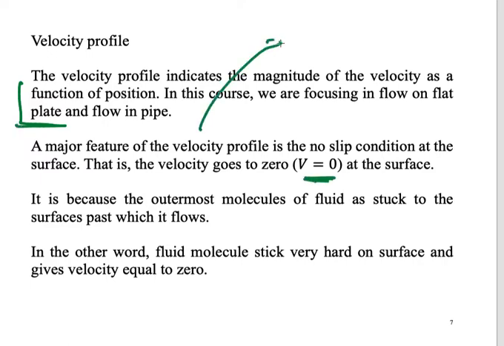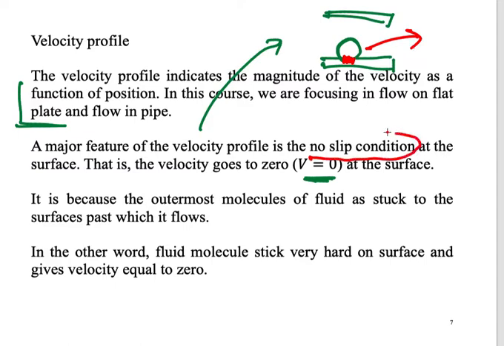This explanation is as I said previously. Let's say we have two plates like this. So we have a molecule here. This molecule of fluid sticks very hard on the surface. Because it is not moving, it means it does not slip. So we call this condition the no slip condition. And then the velocity here is equal to 0.